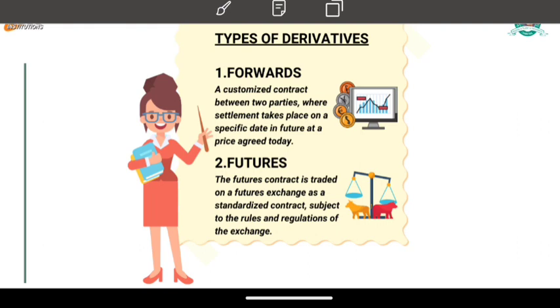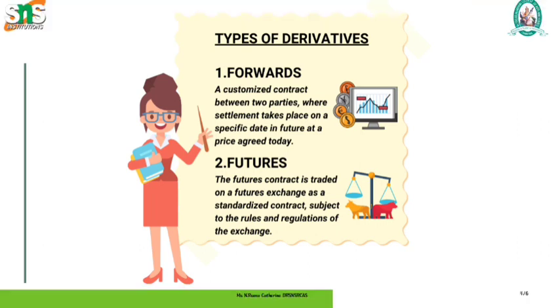Next one is futures. The futures contract is traded on a futures exchange as a standardized contract subject to the rules and regulations of the exchange. It is the standardization of the futures contracts that facilitates secondary market trading. The futures contract relates to a given quantity of the underlying asset and many whole contracts can be traded. The terms of the futures contracts are not negotiable.